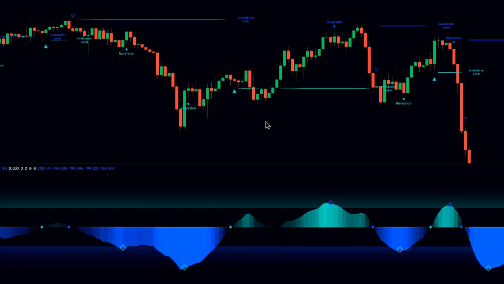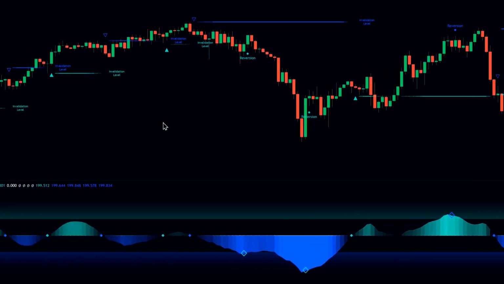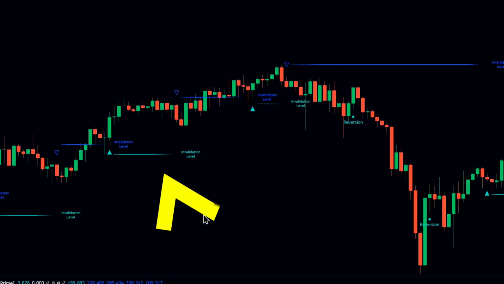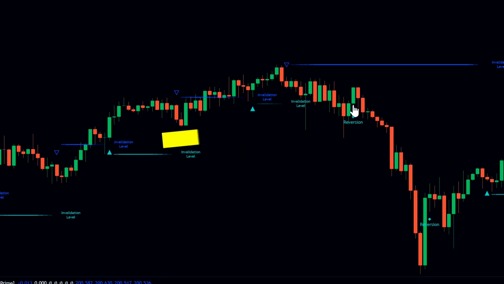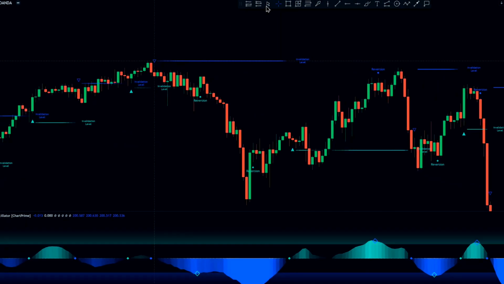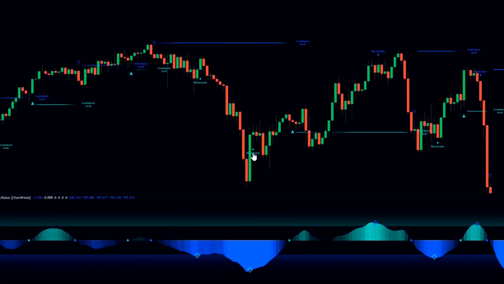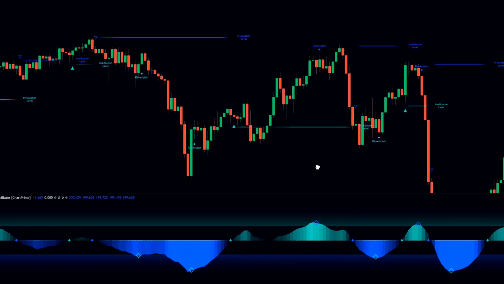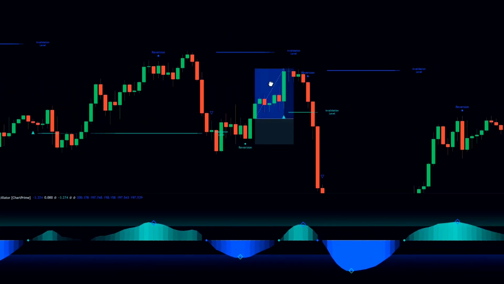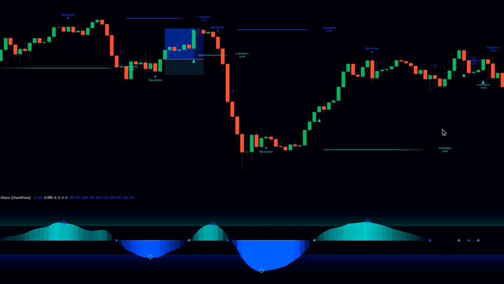Additionally, this indicator shows trend following signals directly on the main chart. You'll see teal-colored upward arrows indicating the start of a bullish trend and blue-colored downward arrows marking the start of a bearish trend. These arrows appear as the oscillator changes from blue to teal or vice versa. There are also mean reversion signals that appear when the oscillator hits the overbought or oversold zones. If you're looking to make mean reversion trades, these are the signals you'll want to focus on.